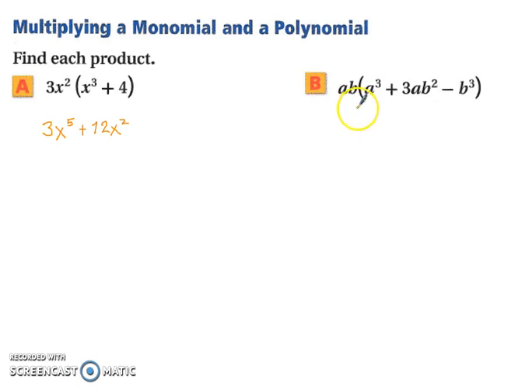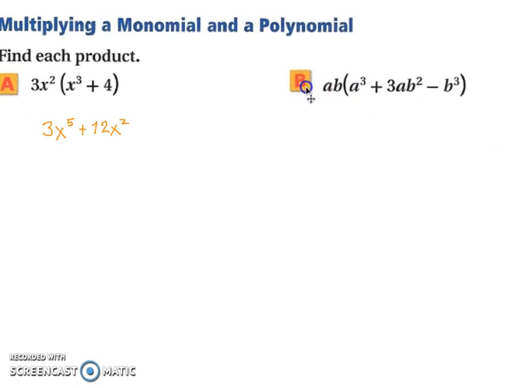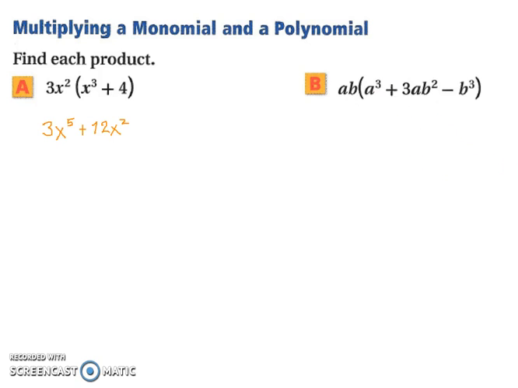Now let's look at b. We have ab times a to the third plus 3ab squared minus b cubed. So ab times a to the third will be a to the fourth times b. And then we have ab times 3ab squared. So that's going to be plus 3a squared b to the third. And then our final one is going to be a b to the fourth. And it's a minus, so keep it minus.